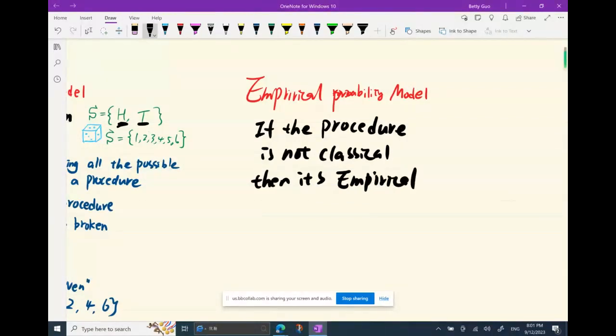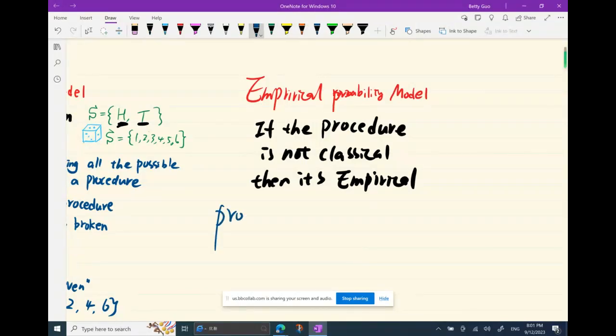That's enough for us. Yeah, we do have a third type of probability, but we don't really cover it. It's subjective probability, but we do not really cover it. So for us, either classical or empirical. If it's not classical, then it's empirical. So let's look at an example. Let's look at a procedure.